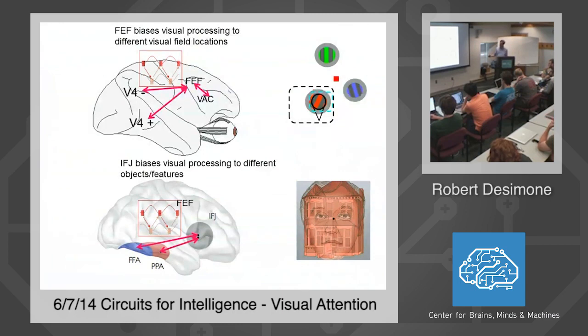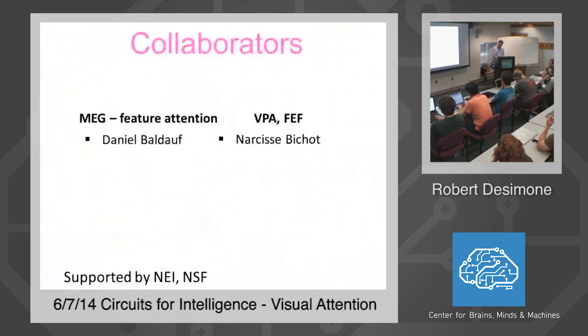And so we think that an interaction between these two areas, that should be VPA there, by the way, is going to be really interesting to try to understand, this interaction between spatial and feature attention.